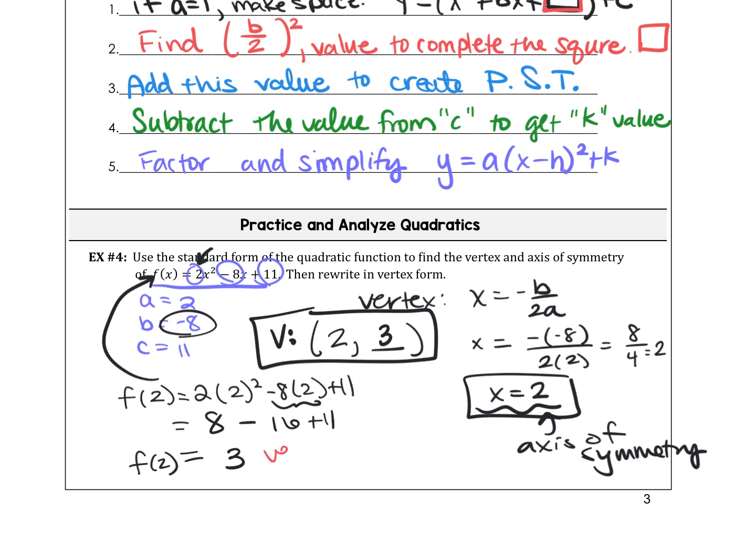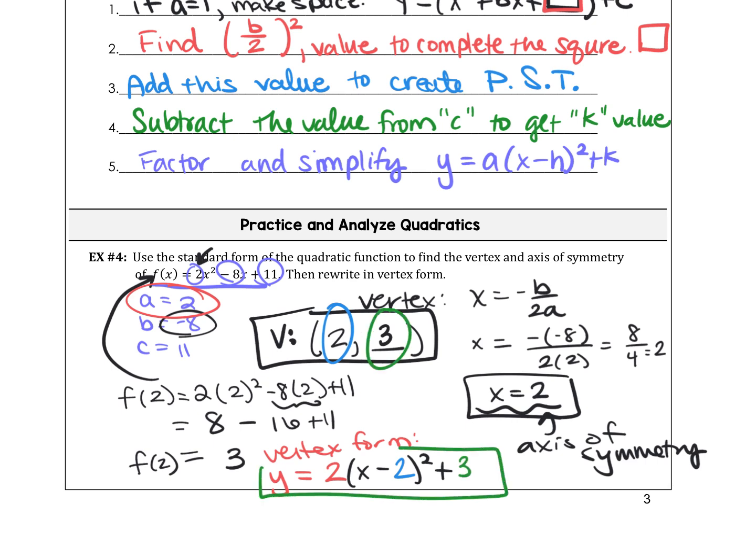Therefore, our vertex form is y equals a times x minus h quantity squared plus k. And then we're done.